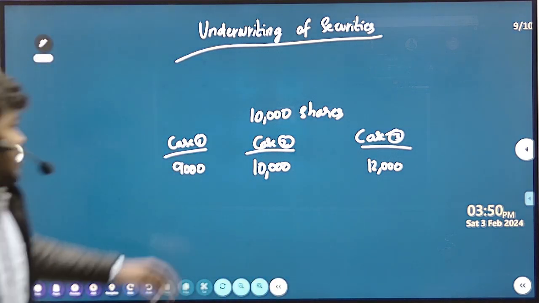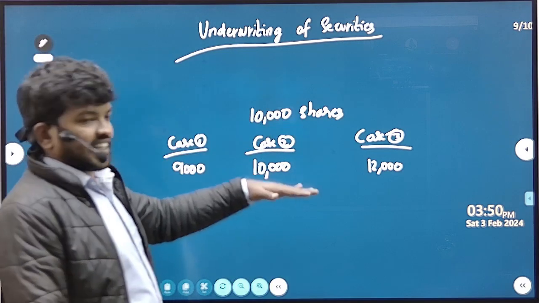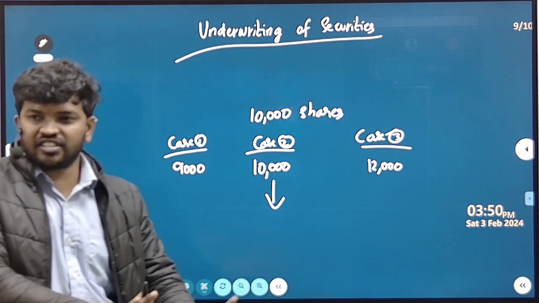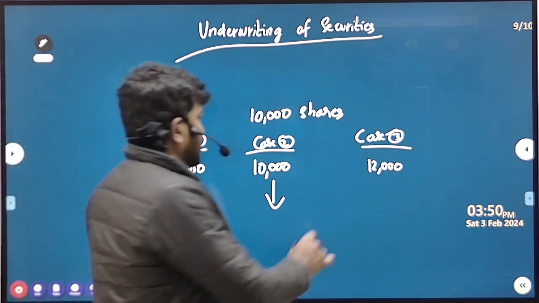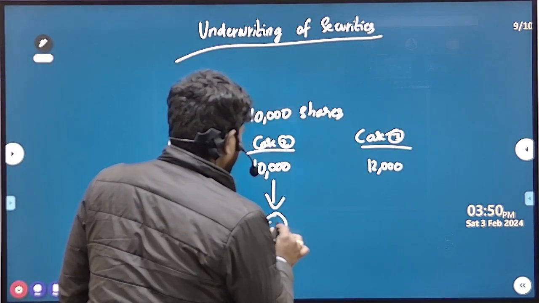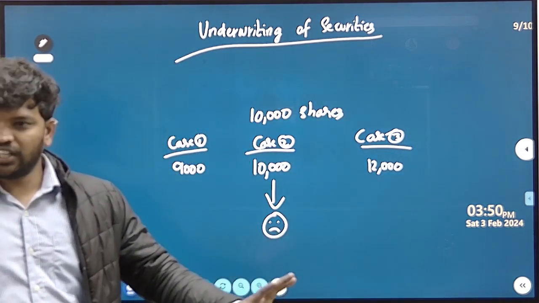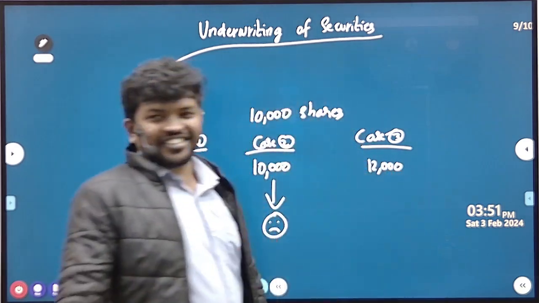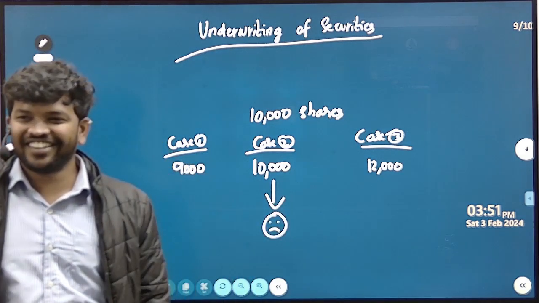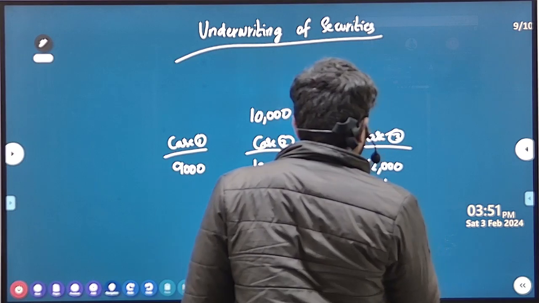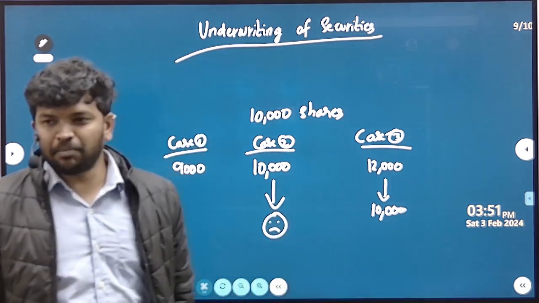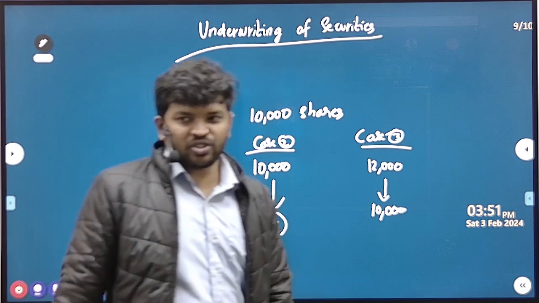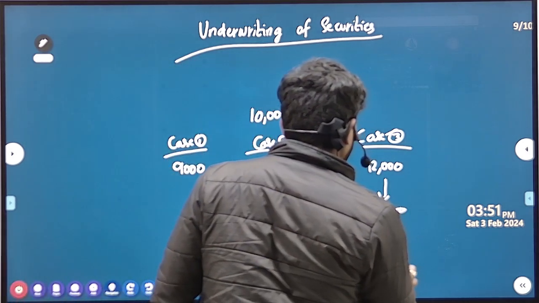If I have issued 10,000 shares, in the second case I have received 10,000 applications only. No issue, I'll allot 10,000 shares, company is happy. In the case number 3, here also the company is happy. 10,000 shares, received applications for 12,000. Company is allotting 10,000 shares and refunded the 2,000 shares applications. I mean, application money refunded. Company is happy, it will allot 10,000 shares.